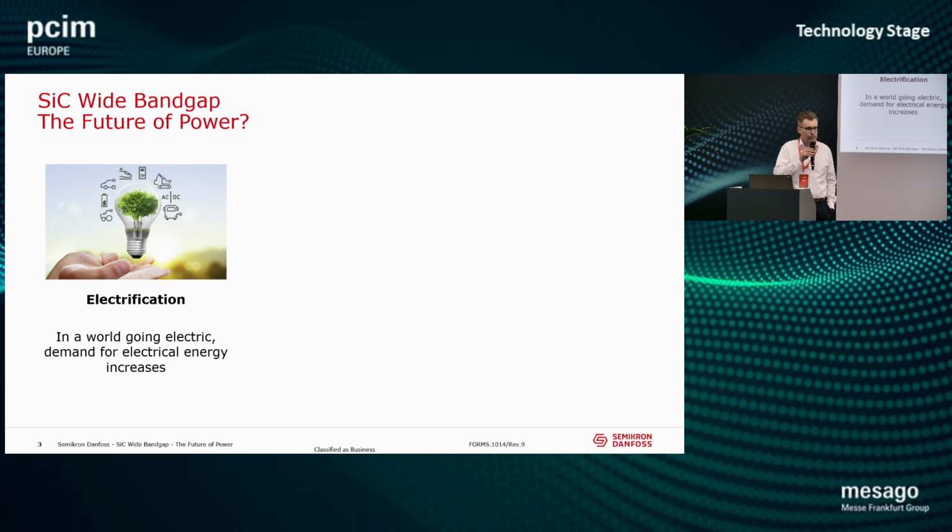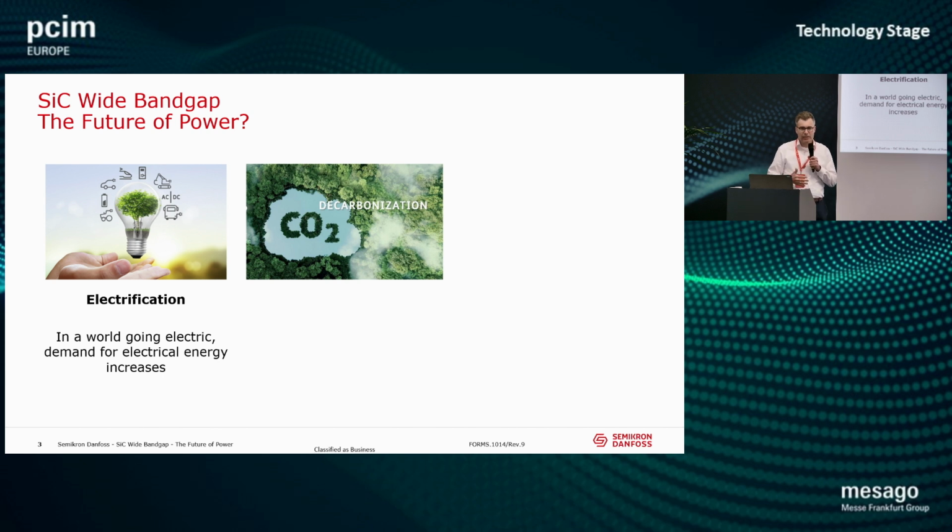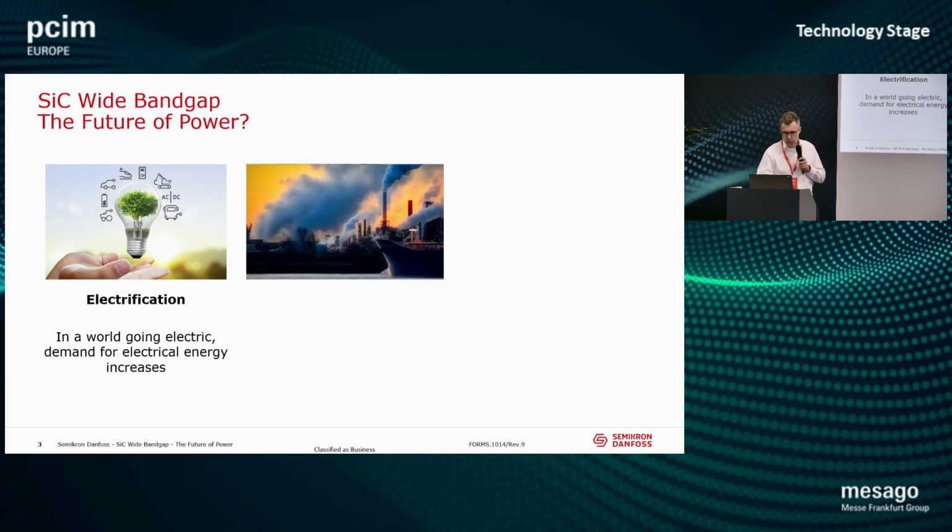Everything becomes electrified. It's combustion engines that are replaced with electronics. It's hydraulics that is replaced with electronics. So everything electrifies. Why do we do that? Because we want to decarbonize. Very, very clear target. But it also means we need a lot more electrical energy than we have today in the future.